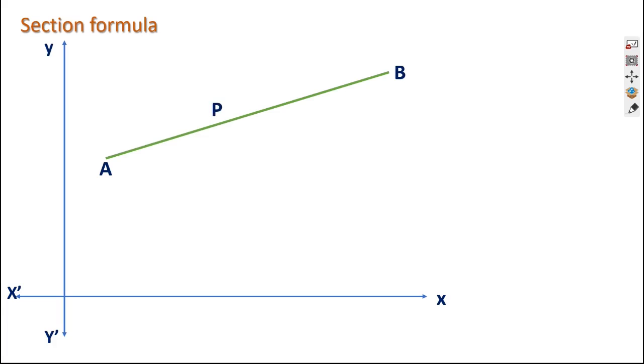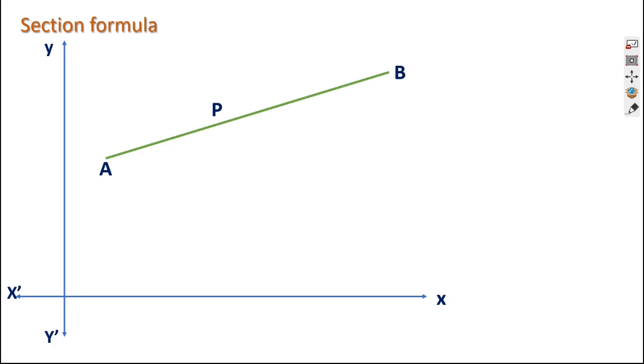Suppose that there is another point P in between. If you are asked to find the coordinates of point P, it is not possible until we derive a section formula. For that we need to apply whatever knowledge we have here.